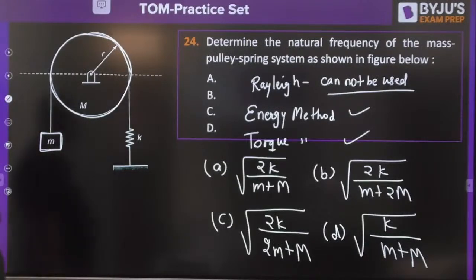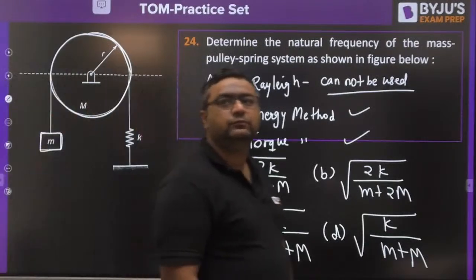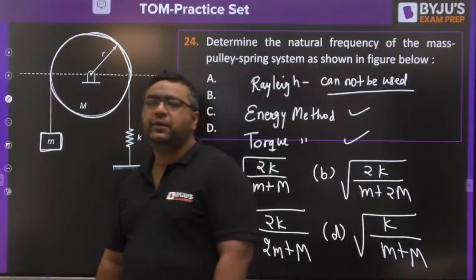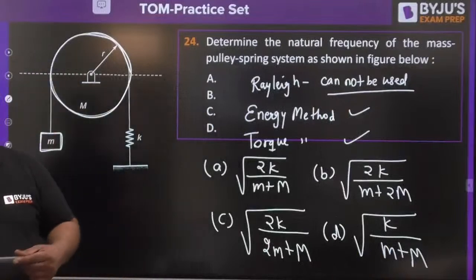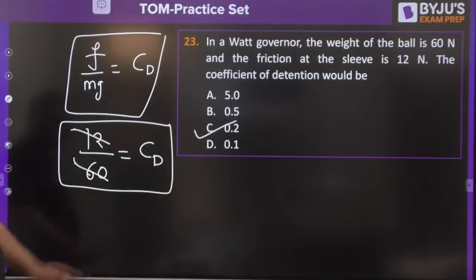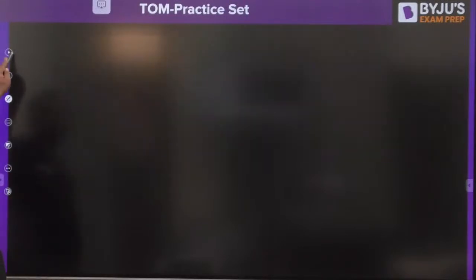Yes, Amit, I got it. The previous question's answer is 0.2 actually. 12 by 60 is 1 by 5. So 0.2 would be the answer.